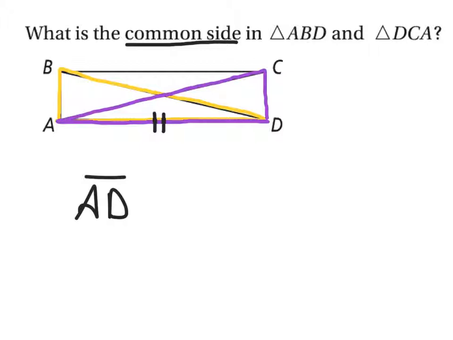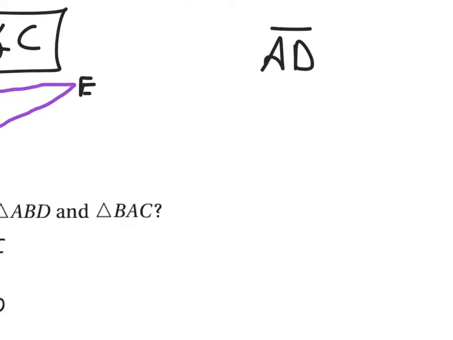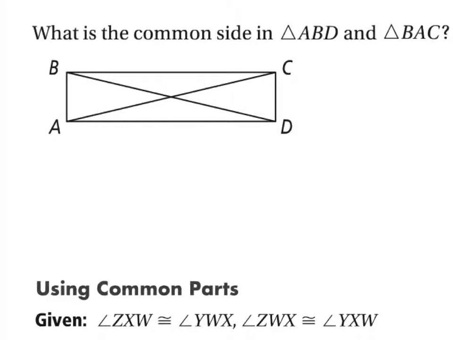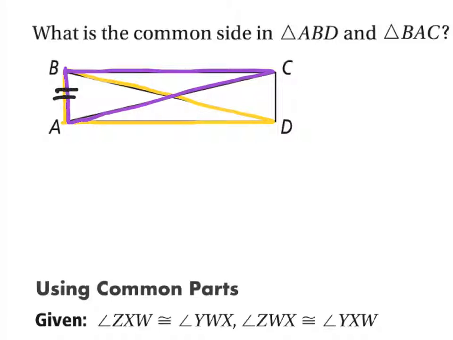So please take a look at the third example. I would like you guys to work this one on your own. Now, the diagram is exactly the same as the previous one, but we are talking about different triangles. So please pay close attention to that. Okay, so looking at triangle ABD and triangle BAC, what's our common side? AB. Line segment AB.